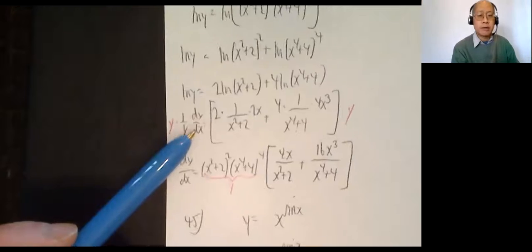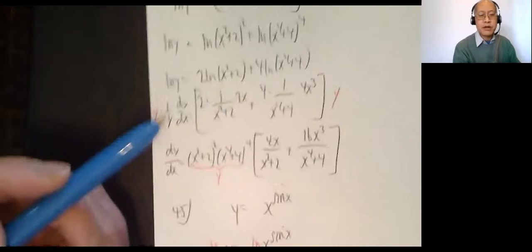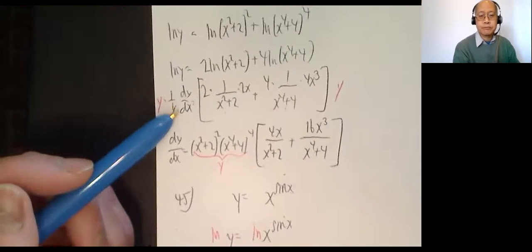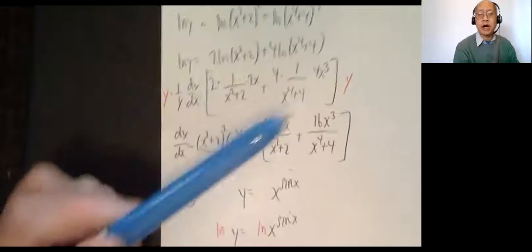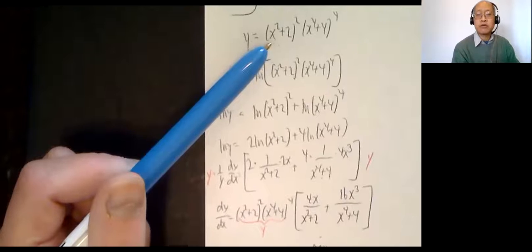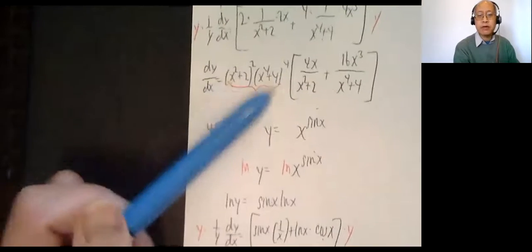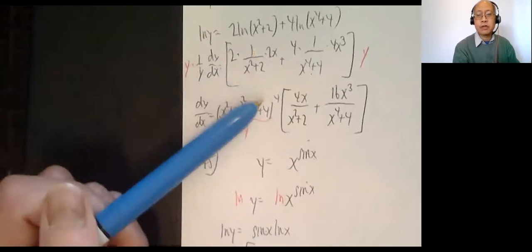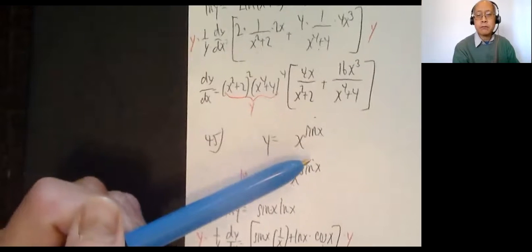The left side's always going to be the same. So the directions they give you in the book for part 2, it's correct, but we can even get more specific. The left side's always going to be 1 over y dy dx. Then take the derivative of the right-hand side and then multiply both sides by y, but don't leave it as y. Write what it was. What was it? This stuff, x squared plus 2 squared, x to the fourth plus 4 to the fourth. So that y I put in front right over here. And then times this extra factor cleaned up is 4x over x squared plus 2, 16x cubed over x to the fourth plus 4.